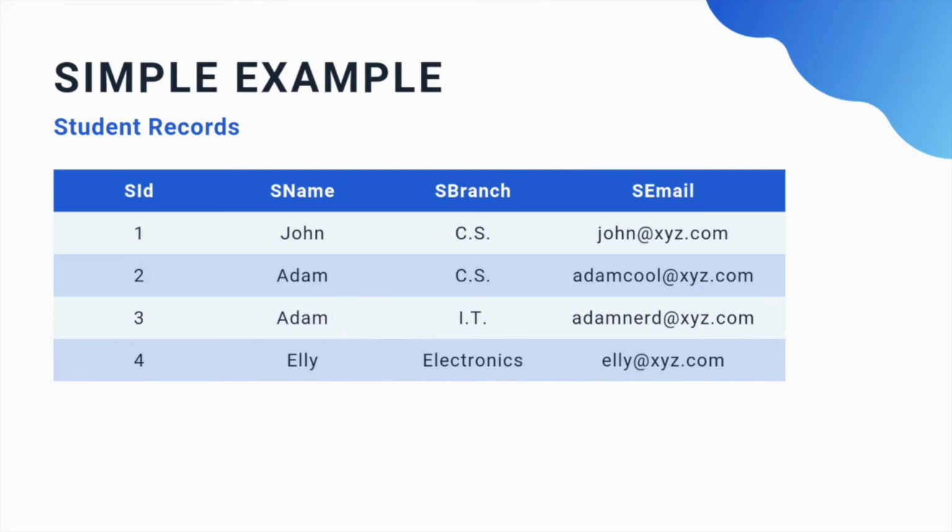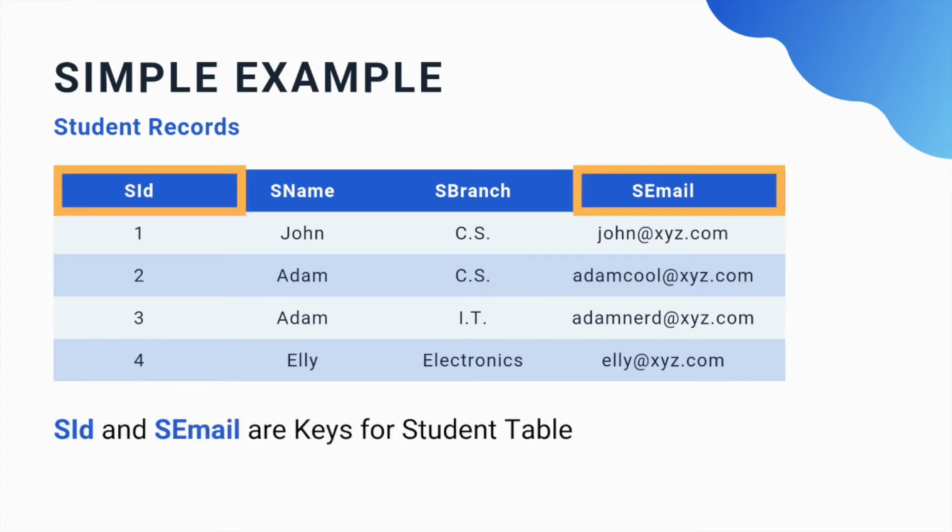Or if I ask you, tell me name of student who is in CS branch. Again, there will be many students in that branch. But if you look closely, SID column has unique value for all the rows of data. And the SEmail column also has unique email addresses. Hence, these 2 columns can be used to identify records in the above table. So we can say that SID and SEmail are keys for this relation.